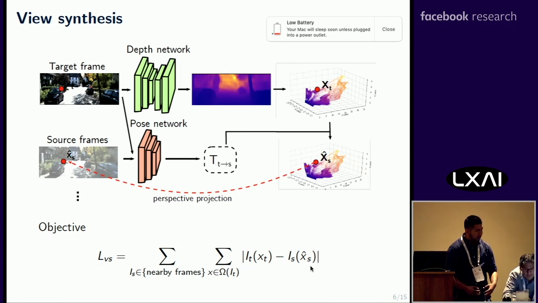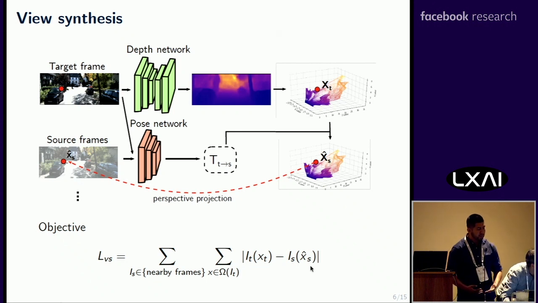So the whole system is trained with a view synthesis loss that will measure the photometric error between the target frame and the source frame. And this error will be measured in the set of coordinates of the image and in a small set of nearby frames.